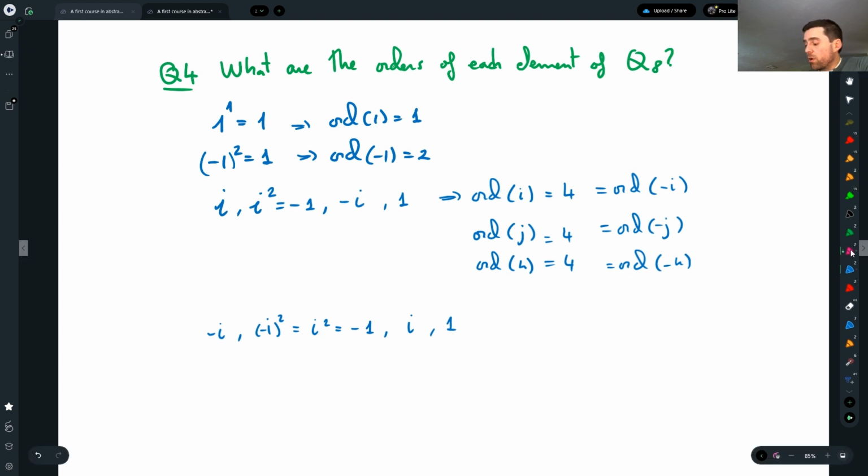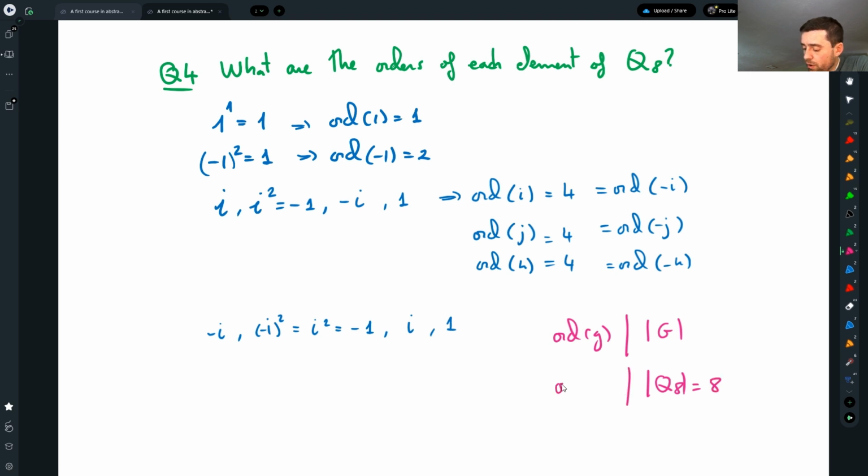And remember that we have seen, as a corollary of Lagrange's theorem, that the order of every element divides the order of the group. In this case, Q8 is 8, and the possible orders of elements we have seen are 1, 2, or 4, which are divisors of 8. So we have seen that it does work, that every order is a divisor of the order of the group. Okay, let's write next.